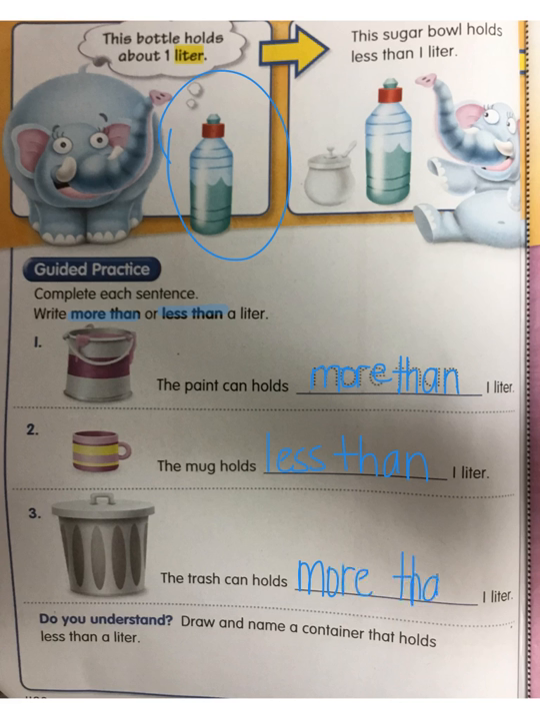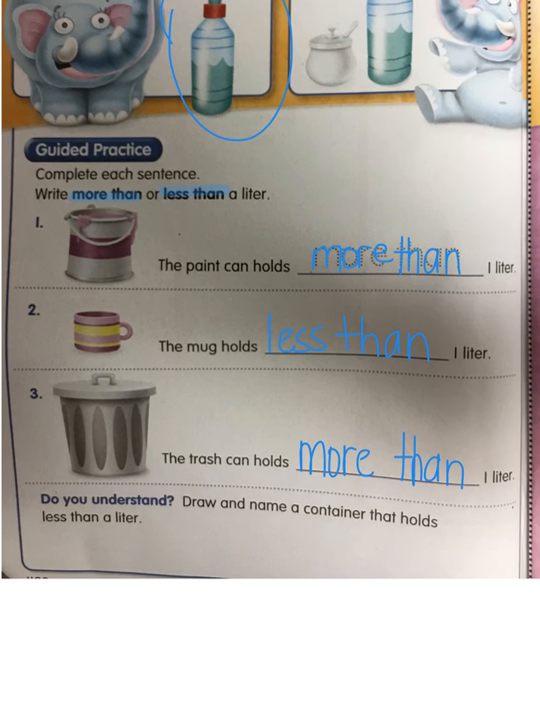Make sure you are writing this in your best handwriting. All right, yes, you do have to do the do you understand? Do you understand? Draw and name a container that holds less than a liter. Something that holds less than a liter? I'm thinking about a juice box. What do you think? You can draw either a juice box or something else. Okay, go to the next slide.